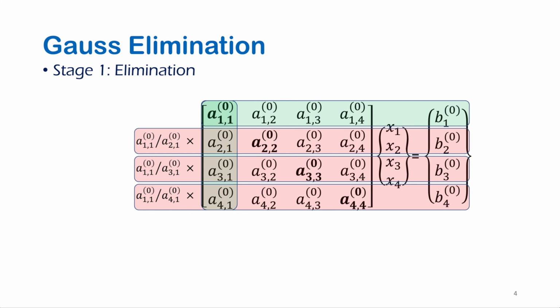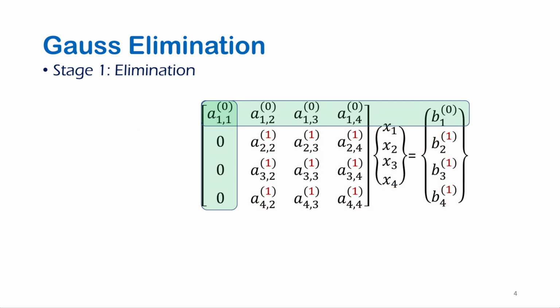This will make all elements under A11 equal to A11, while the other elements in each row, including those in the B vector, will have different values. The next step is to subtract each row multiplied by its factor from the fixed row to have 0 elements in the first column. At the end of the first elimination, only the first row remains without any changes, while all rows below it are subjected to the first transformation as their superscripts show.